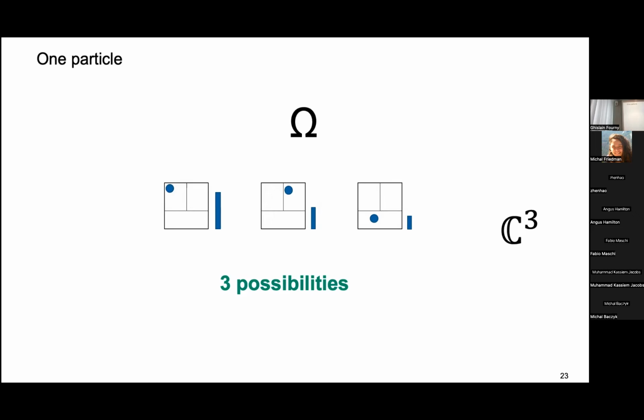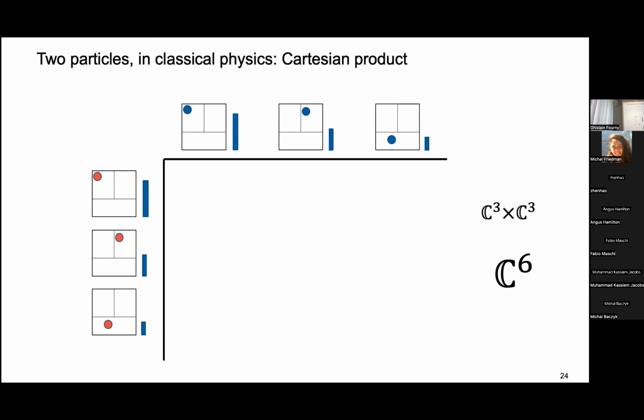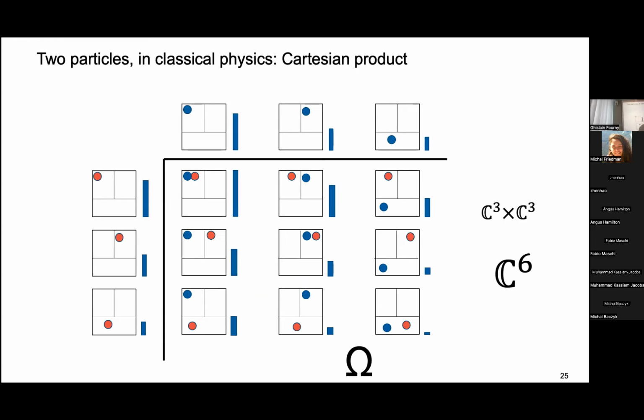Now, this is one particle. Until now, I only showed you one particle. What about two particles? Well, two particles in the 19th century, that's how you would think of it, right? This particle has these three possibilities. This one has these three possibilities. They have this probability distribution. So this is the Cartesian product, right? C to the power of 3, C to the power of 3. So there are 6 degrees of freedom, right? There are 6 values in there. And this is just the product, right? For example, this here is the multiplication of this by this.